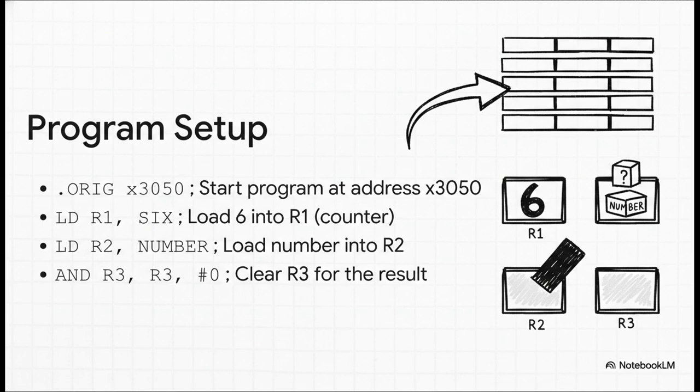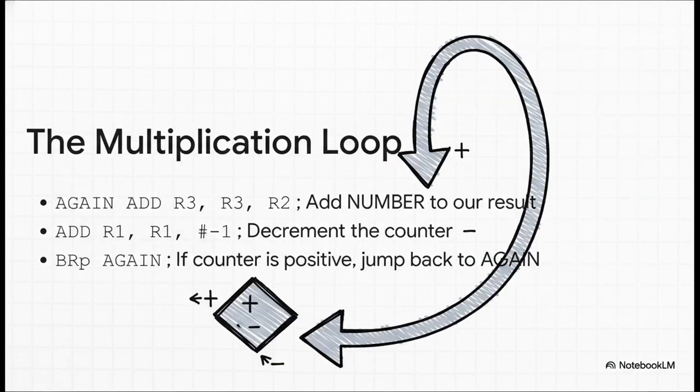That ORIG directive, that's just telling the computer where in memory to put our program. Then we use LD, or load, to get our data ready. We load the number 6 into a register, R1, which is going to be our counter. Then we load whatever number we want to multiply into another register, R2. And finally, we just clear out a third register, R3, to make sure it's empty and ready to hold our final answer.